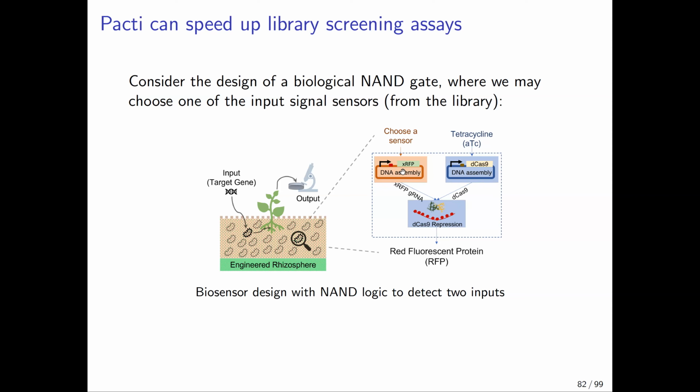And we had access to a library of sensors here for this DNA assembly, for the XRFP component. The idea here was that we had to choose a sensor that was going to allow the system to work. So considering that we had a library of components, we generated contracts for each element in the library. And when computing contract composition, sometimes Pacti is unable to eliminate an internal variable.